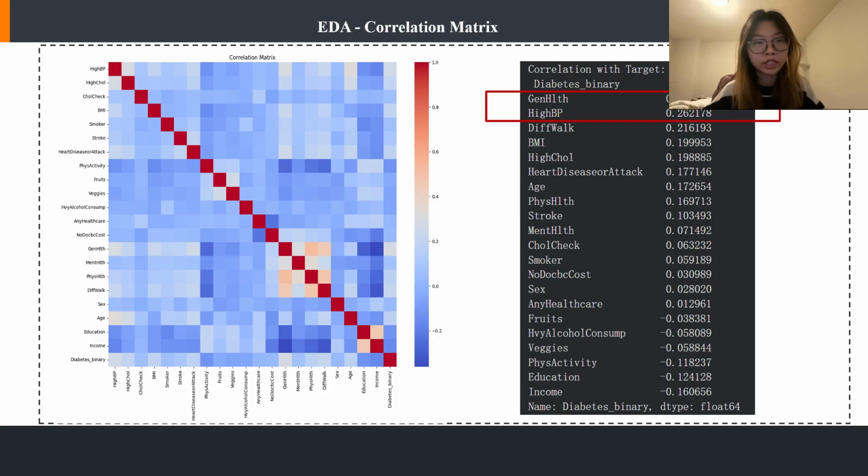For the correlation heat map and metrics, I observed that general health and high blood pressure have the highest correlation with the target variable, which guided our subsequent feature engineering efforts.